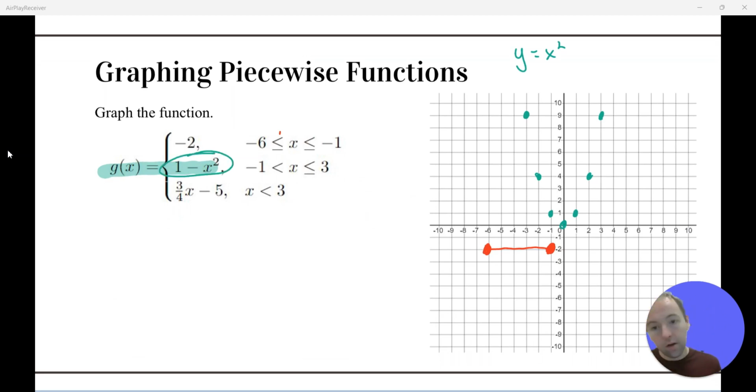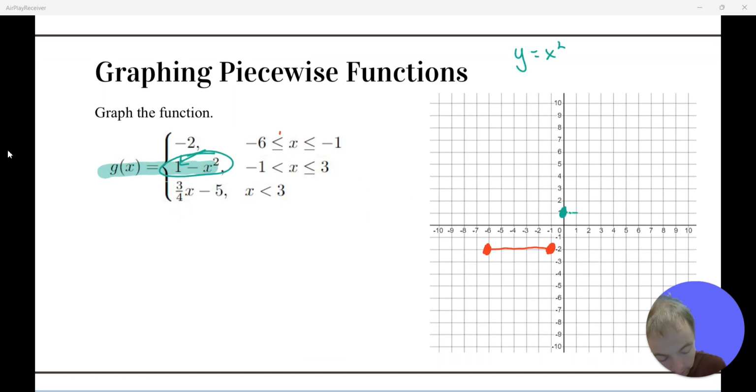However, our graph right here has a negative x squared, which means it would flip the parabola upside down, okay? But not only that, this 1 right here is added, which means that it also moves the parabola up 1 unit. So really what we're going to see is that the vertex of the parabola is going to be right there, and then it's just going to be upside down.